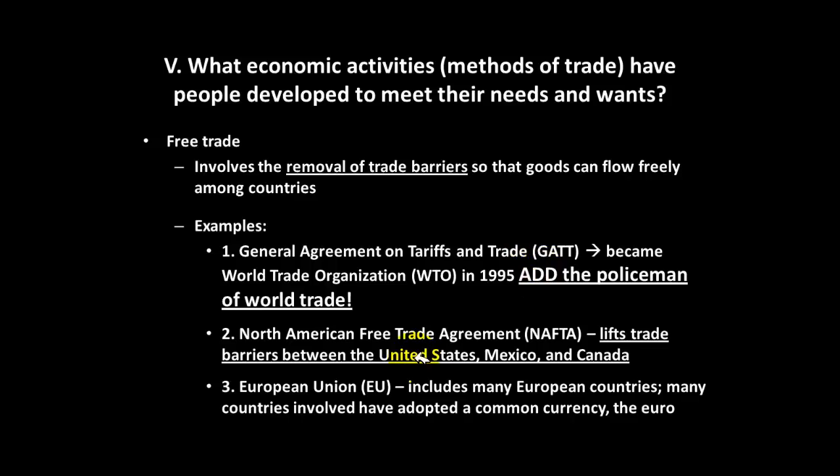The North American Free Trade Agreement, NAFTA. What NAFTA has done is lift all, or most, of the trade barriers between the United States, Mexico, and Canada. So these countries are able to just trade freely.